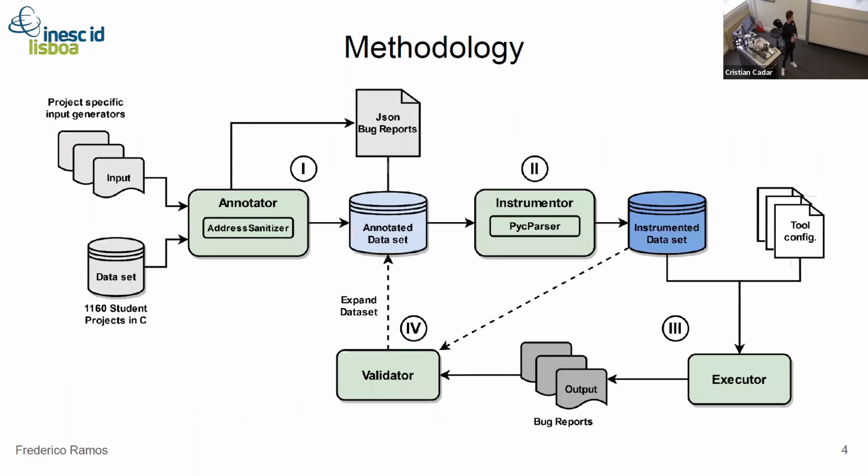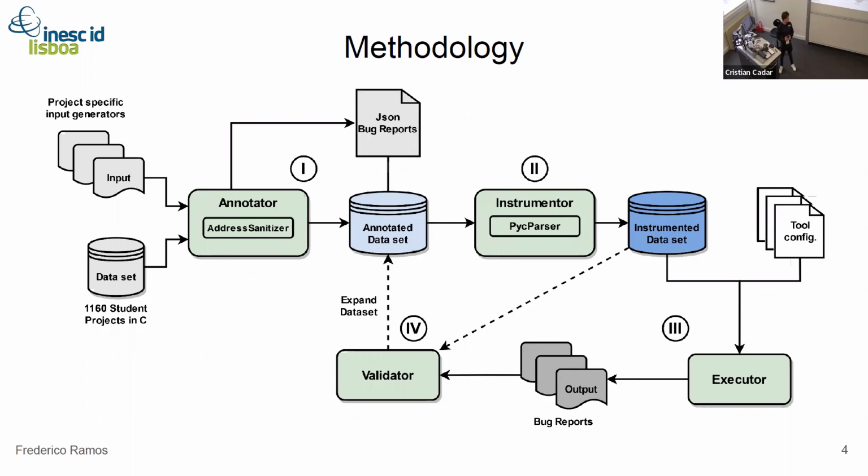Our methodology, as shown in this diagram, is divided in 4 main steps. First, we use an annotator that consists of program-specific input generators in conjunction with address sanitizer to obtain a collection of bugs that we consider the ground truth, which we will use to compare the verification tools with.